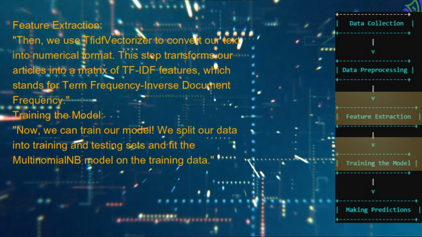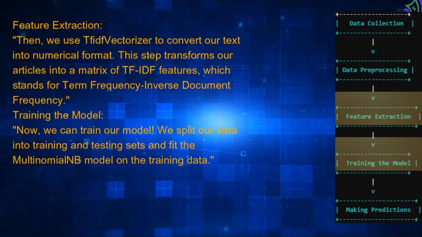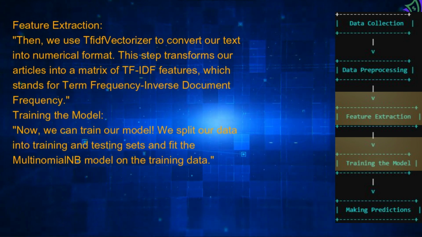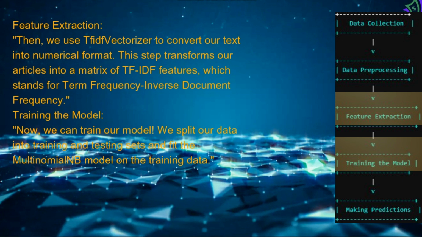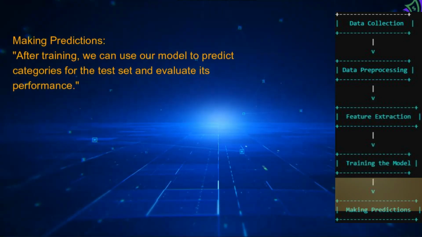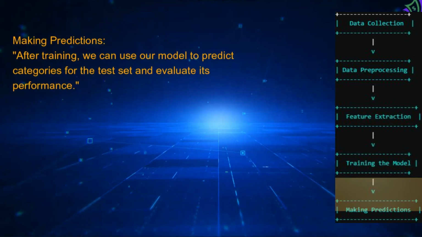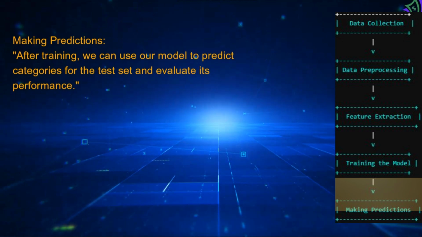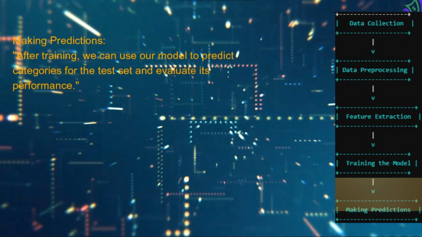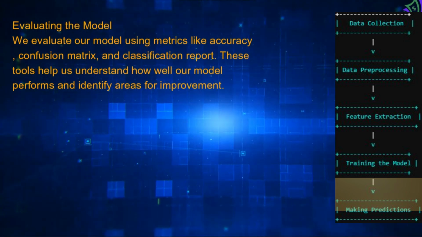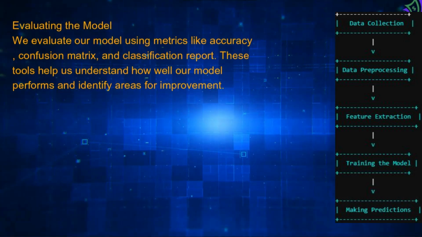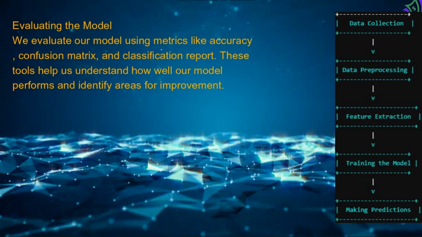4. Training the model. Now, we can train our model. We split our data into training and testing sets and fit the multinomial NB model on the training data. 5. Making predictions. After training, we can use our model to predict categories for the test set and evaluate its performance. Evaluating the model. We evaluate our model using metrics like accuracy, confusion matrix, and classification report.